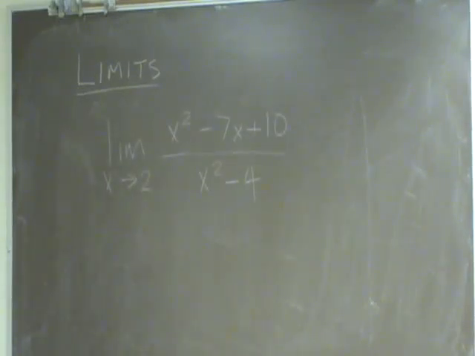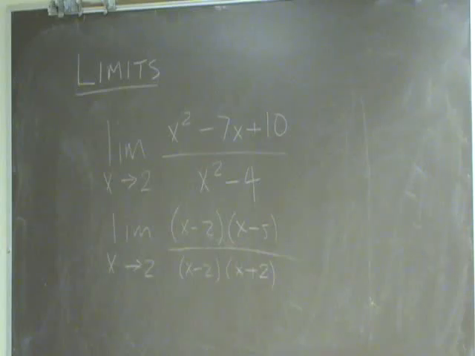As you can see, our second problem is more complex than the first. This is because if you plug 2 into the equation, you get a denominator of 0, which does not work. Therefore, we just start by factoring. The numerator factors into the quantity x minus 2 times the quantity x minus 5, and the denominator factors into the quantity x minus 2 times the quantity x plus 2.